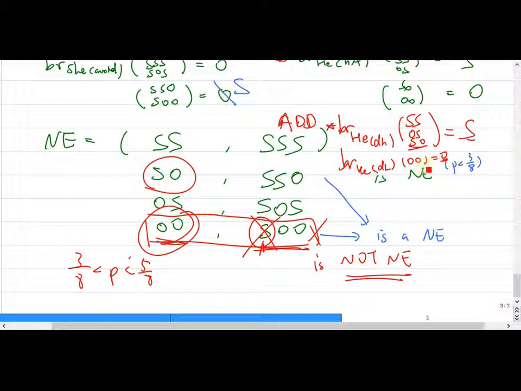And it's very important in the exam that even if the professor asks you to assume something happens, you still need to check that it is actually a best response in equilibrium.